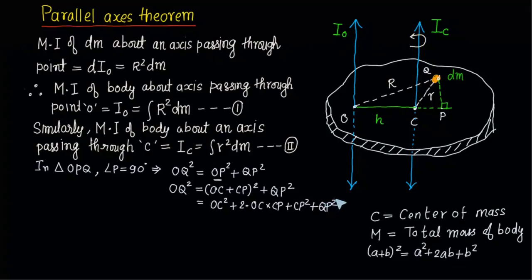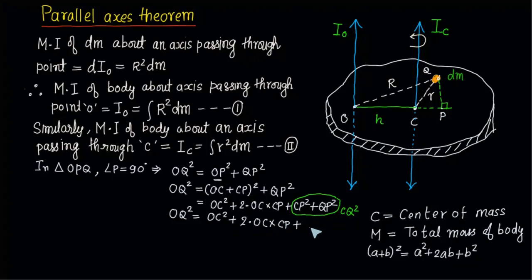Now if you look at this particular term, CP square plus QP square, this is CP, friends, this one is CP, and this one is QP, as you can see from here. So CP square plus QP square is nothing but CQ square. So instead of this I can write CQ square, right? So you will get a very simplified expression, that is OQ square equals OC square plus 2 times OC times CP plus CQ square.